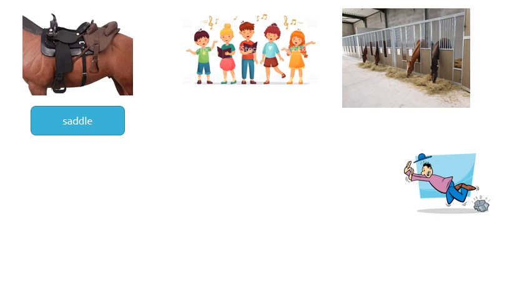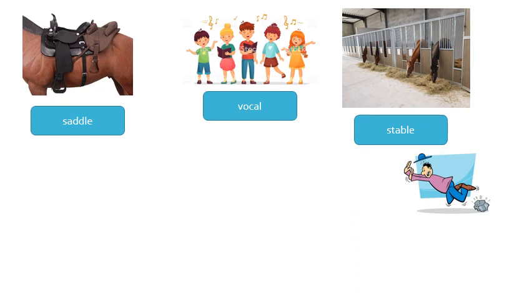Okay, this is a group of children singing together. When we have a group of kids or people singing together, what do we call them? A vocal group, vocal. Okay, here is the place where we keep the horses. What do we call it? Stable. Okay.